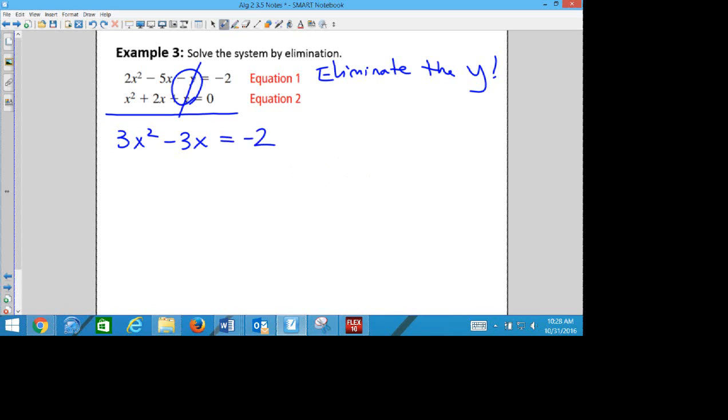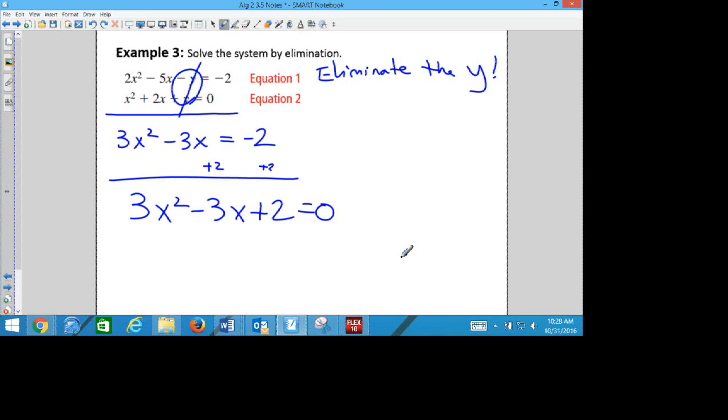Then what should we do? Should we take a 3x out of the side? Nope, not yet. Because what do we want to do on the right side? Add 2. We have ways of solving. We just solved for x. You could do complete the square, quadratic formula, factoring, square roots. What always works? Quadratic formula.